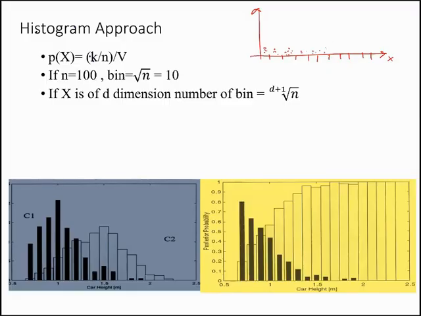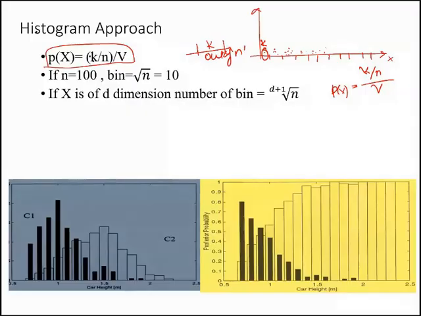Okay, so this estimation can be probability of x equal to k by n, where k is the number of samples falling in a bin. If this is a bin, then k number of samples are falling in that out of n, that is the total number of samples, divided by v, that is the volume, so that it becomes density. So k by n by v will be my probability density estimation.